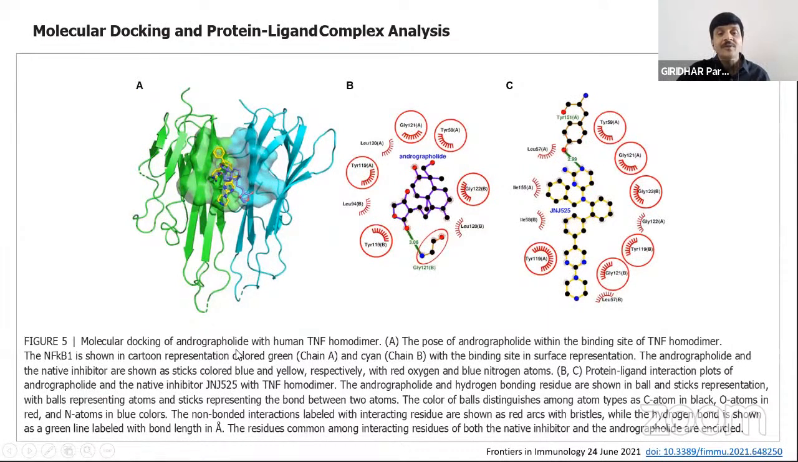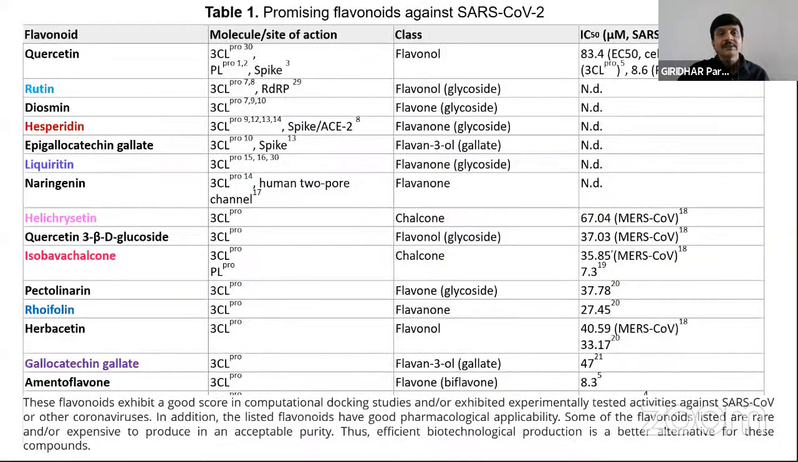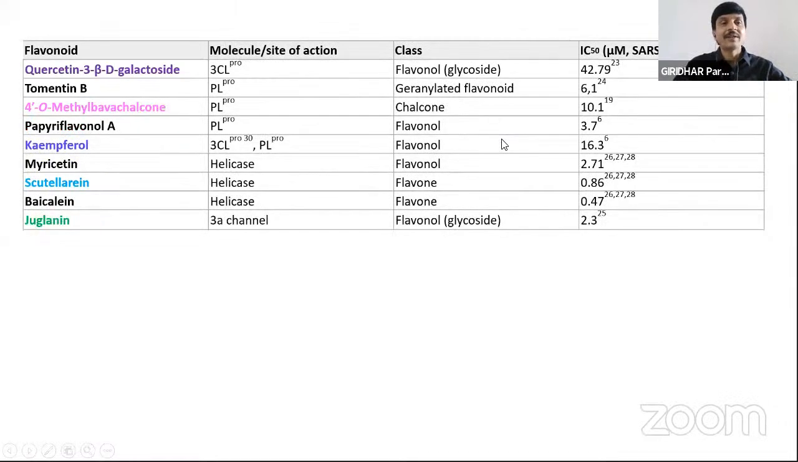Here in this picture, molecular docking of andrographolide in TNF homodimer. The first part is the pose of andrographolide within the binding site of the TNF homodimer. NF-kB is the area responsible for clearing this. So these are the various bioactive molecules, as I have mentioned. Again, the source of origin, which site of action, as I mentioned, 3CL pro and other things have been given, and the IC50 values of the molecules have been given.